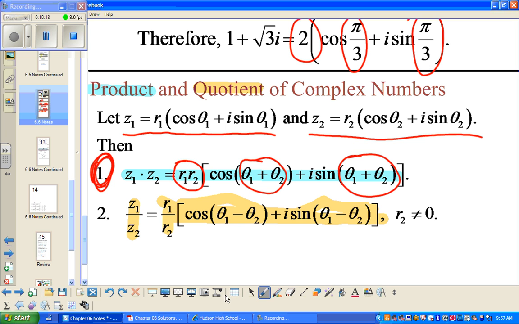The quotient of complex numbers is also not difficult. Number 2 here describes that. If we take z1 over z2, well then we take r1 over r2, that number out front, and we find the difference in the angles and replace the angle with that. So we'll go through an example of that next.